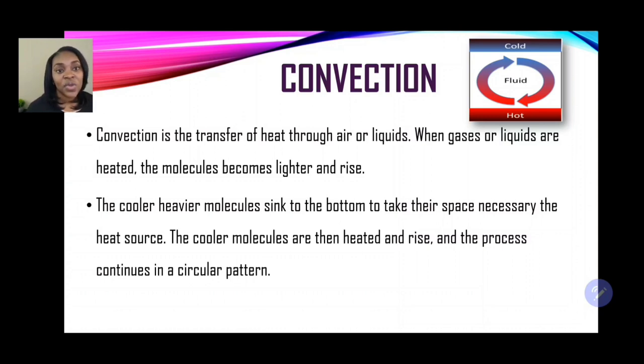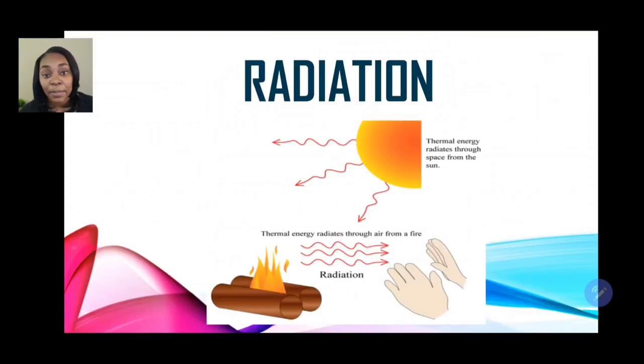So we can have convection happening within air, as in a convection oven, where the air will circulate to bake the products, and also through liquid. So when we're boiling something, that's another example of convection.